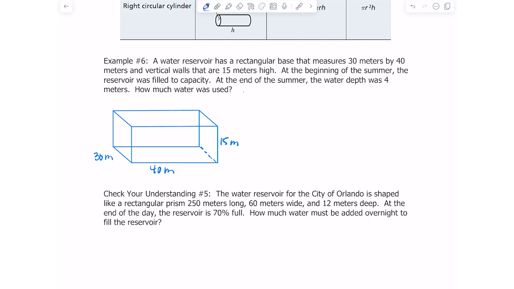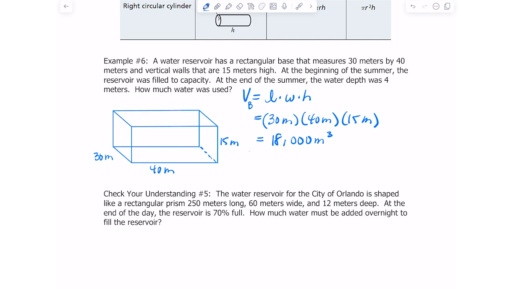So let's first find the volume of the reservoir when it was filled to capacity. So at the beginning of the summer, we'll call it V, and we'll put a little subscript B for beginning. We're dealing with a rectangular prism, so the formula is going to be length times width times height when finding the volume. And I know my length is 30 meters, and my width is 40 meters, and my height is 15 meters. And if I multiply them, 30 times 40 times 15, I get 18,000. Meters times meters times meters is meters to the third power, right? Cubic meters for volume.